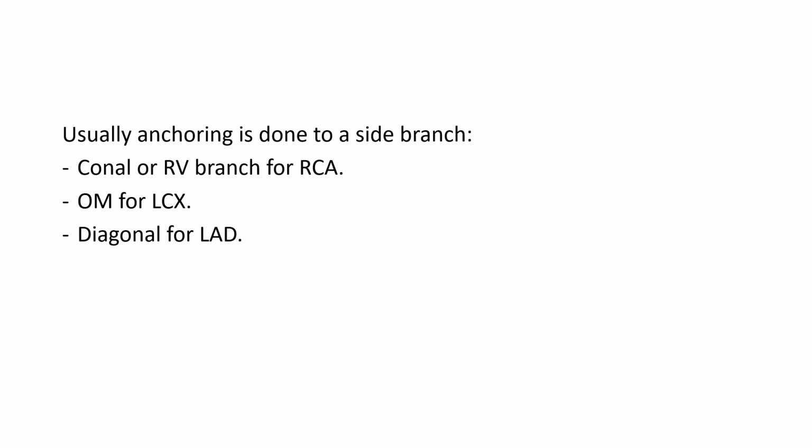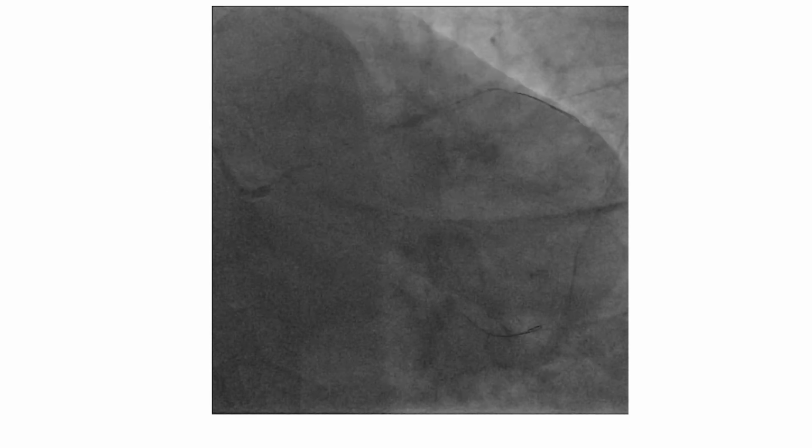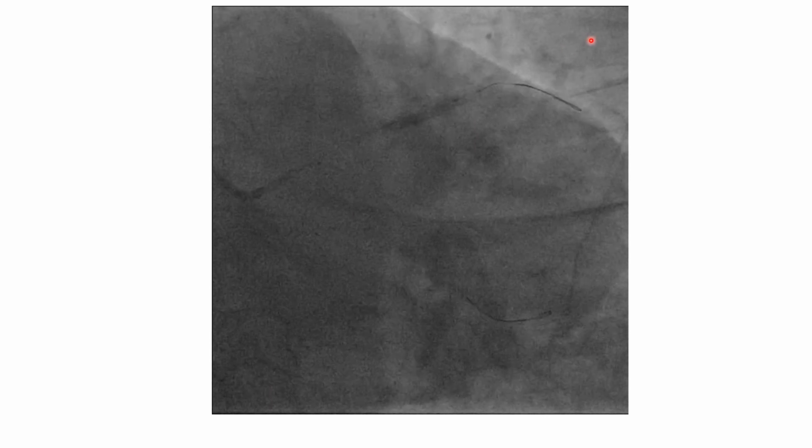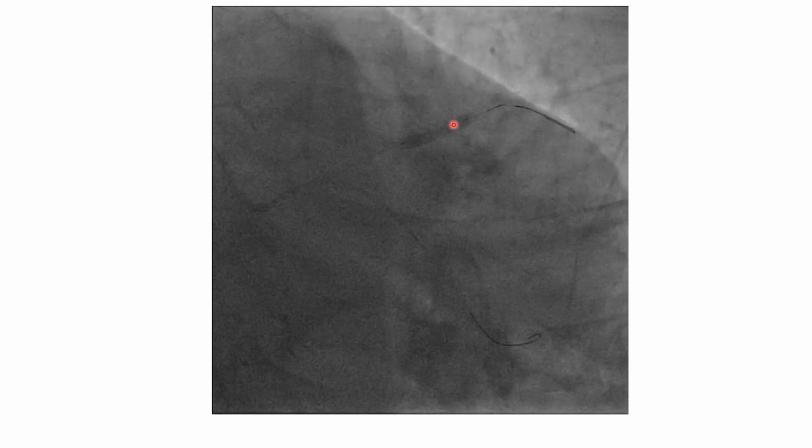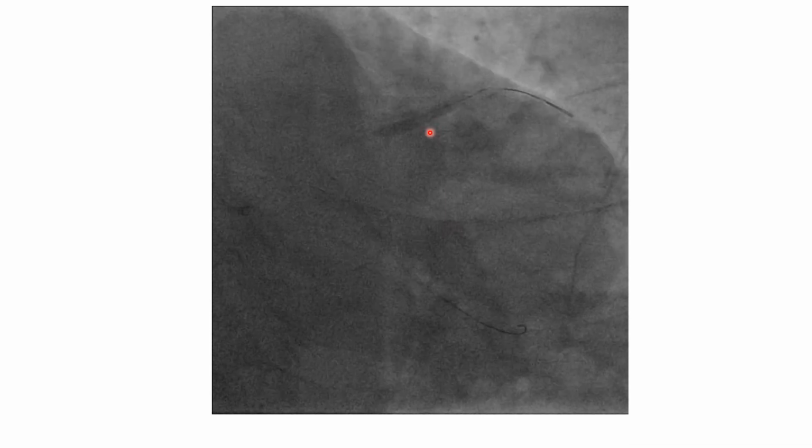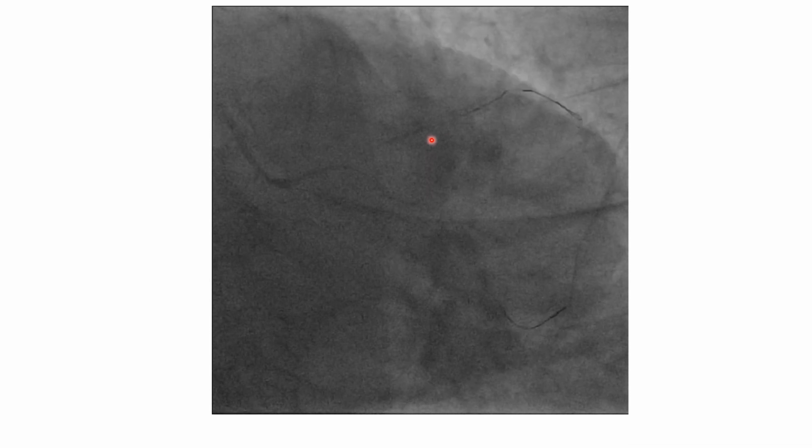Anchoring, when done in the side branch, can be done in the conal or RV branch for RCA, in the OM for the circumflex, and the diagonal for the LAD. So in our case, we took advantage of having a stent in the LAD, passed a wire, and inflated a balloon. Here, there is no fear of the vessel being injured due to higher pressure inflation because the stent had already been inflated by high pressure.